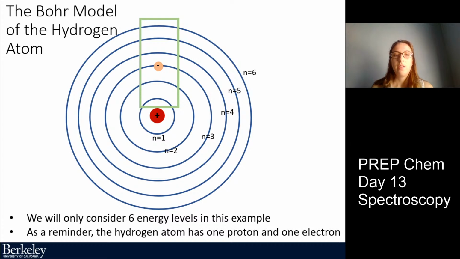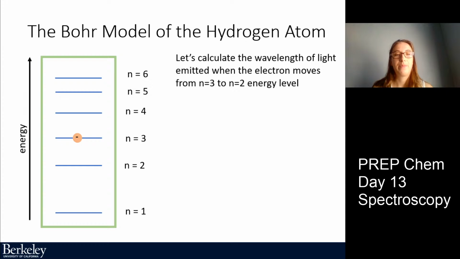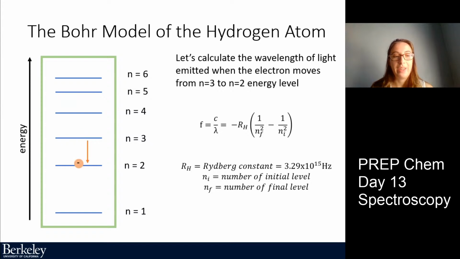Okay. So to make things easier to represent, again, we're going to plot all of these different energy levels or orbits as a function of energy using lines instead of having all of these circles around in our diagram. So that would look like this. So then we can propose the following question. We can try to calculate the wavelength of light emitted when an electron moves from the n equals 3 to n equals 2 energy level. So just to visualize that, it would be like this. So your electron would start out in your n equals 3 level, and then it would move to your n equals 2 level.